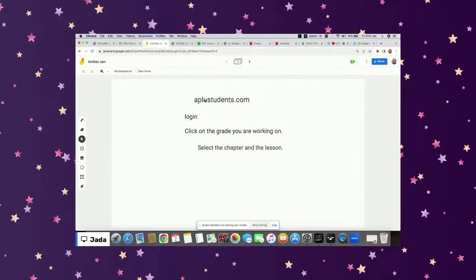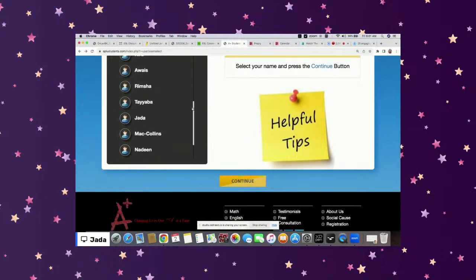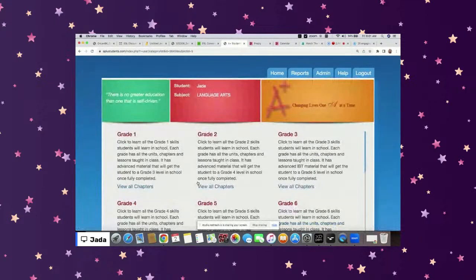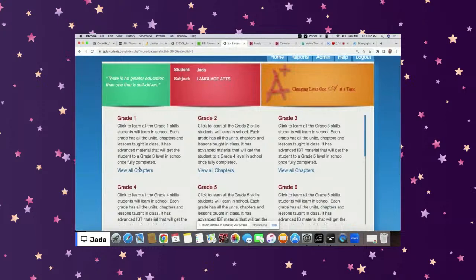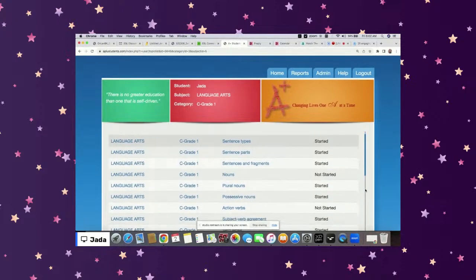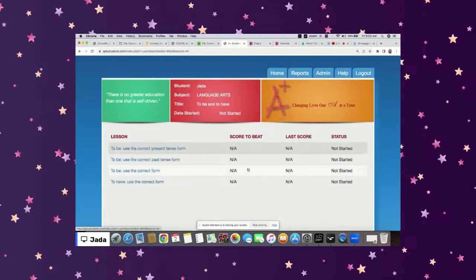Okay, so first off, you log in using the apostudent.com, you input your email and your password, and then next off, you scroll to wherever you have your name, click on your name, go to language arts, then grade 1. Then we go down and click on to be and to have.